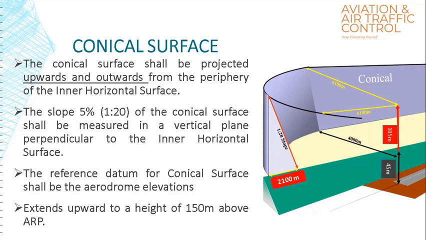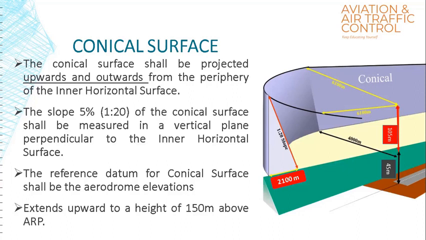point. So in this figure, if you see the green one, it is the transitional surface, which starts from the runway strip and extends upward and outward, and it is up to 45 meters.